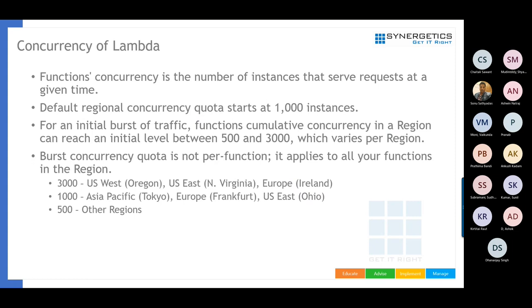For Asia Pacific, something like Tokyo, Frankfurt in Europe, and US East Ohio, you can see the concurrency value is 1,000, and in other regions, maybe some small regions like Central India, Mumbai, you can see it is 500. So concurrency defines the number of instances that can serve requests at the same time.